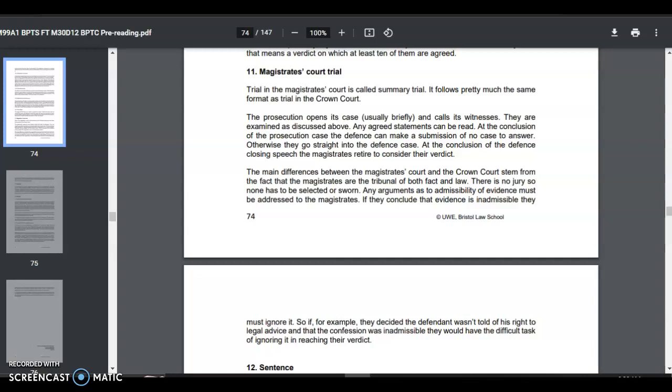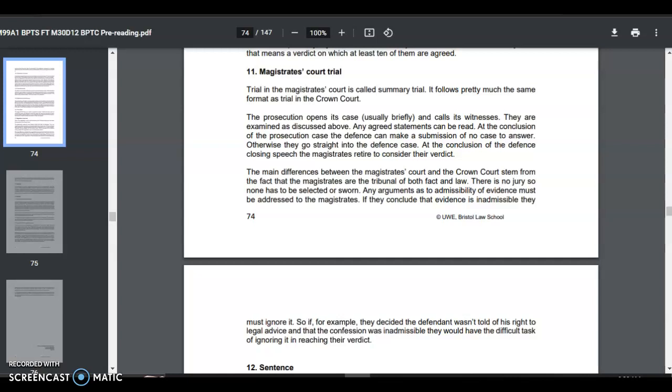The main difference between the magistrate court and crown court stems from the fact that magistrates are the tribunal of both fact and law. So the magistrate court is the tribunal of both fact and the law, and there is no jury, there is no need for a jury. So none has to be selected or so on. So no jury has to be selected.